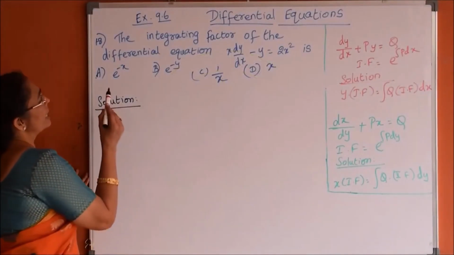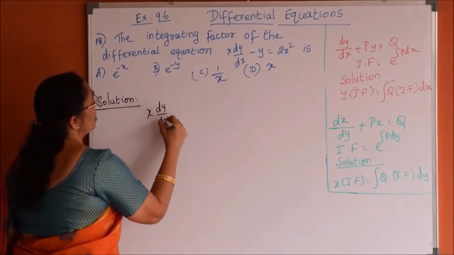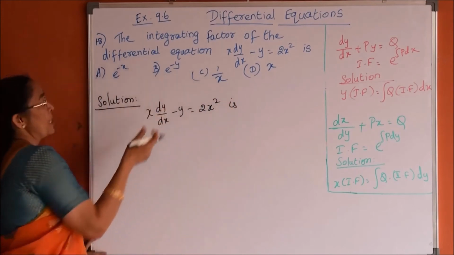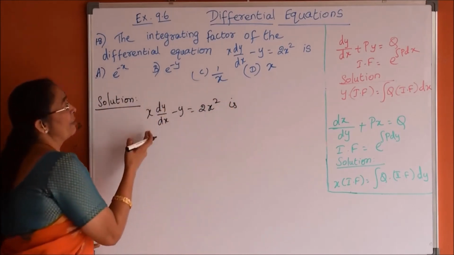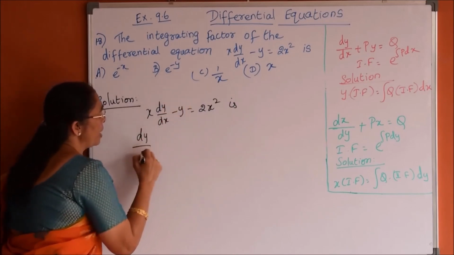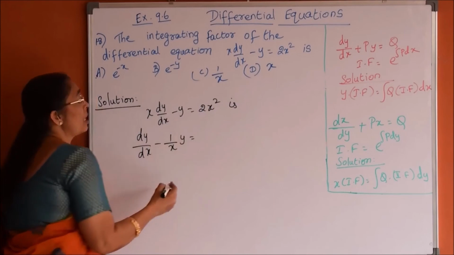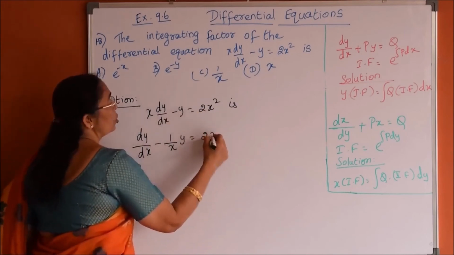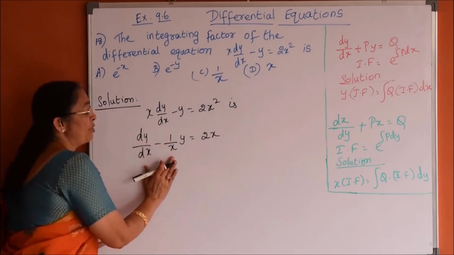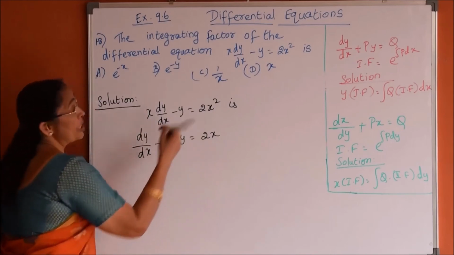18th problem: the integrating factor of the differential equation x into dy by dx minus y is equal to 2x square is, options are given. First let us arrange the given differential equation in the standard form of linear equation. So, we will arrange this as dy by dx, dividing throughout by x, minus 1 by x into y is equal to 2x square by x, which is 2x. Now, it is in the form of dy by dx plus p, a function of x, into y is equal to q, which is again a function of x. So, it is the first form.